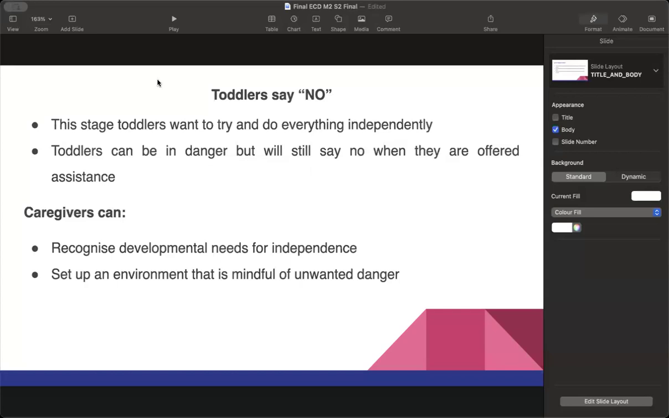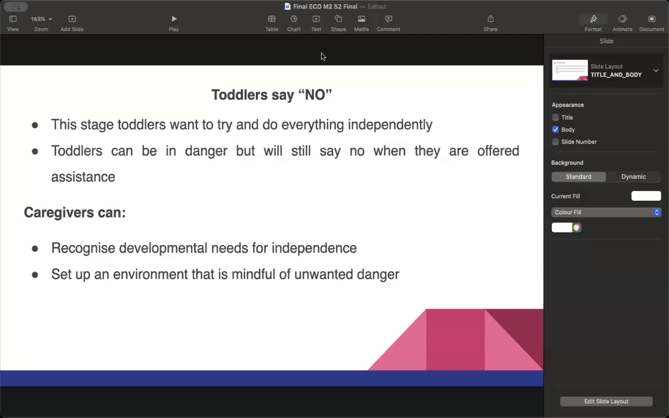All right. So to wrap it up, we're talking about these little people. One of the things we need to get used to with them is that they say no. Everything is no. You come near them, you want to touch, you want to take your own phone out of their hands, they will tell you no. Right? They want to try and do everything independently.